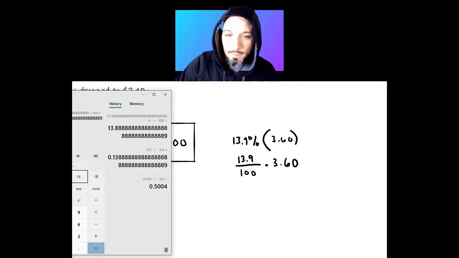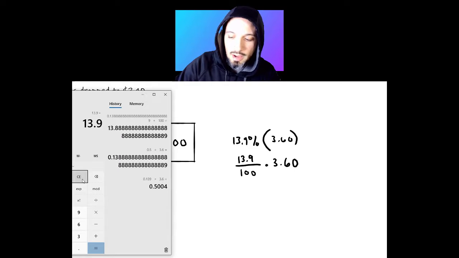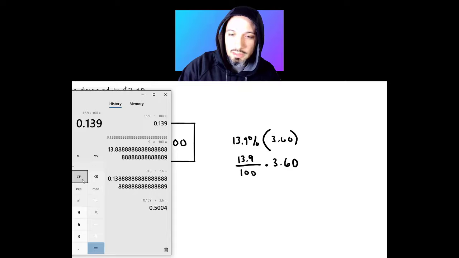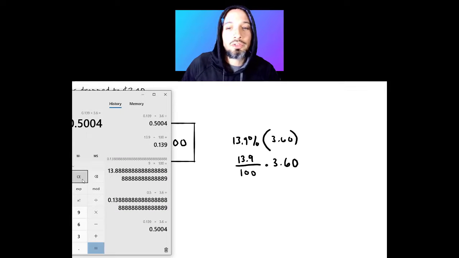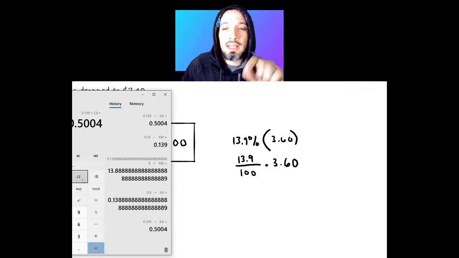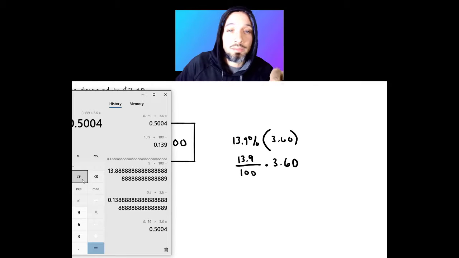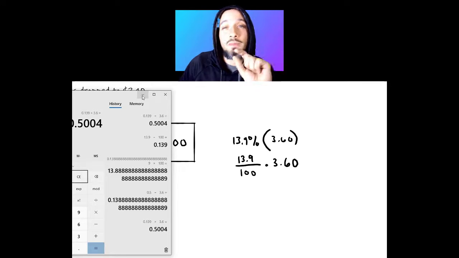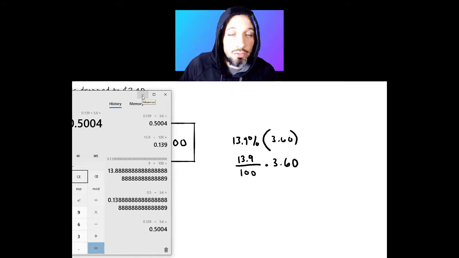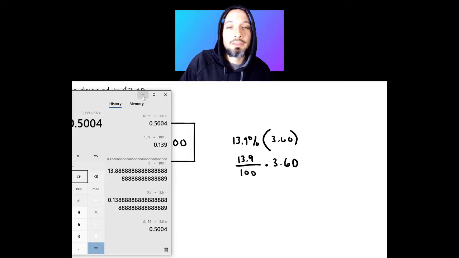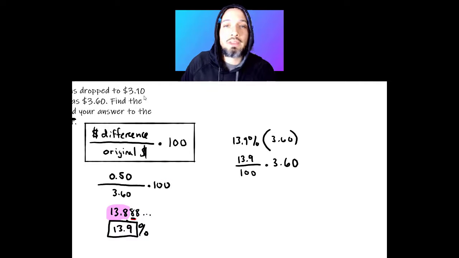So let me clear my calculator. 13.9 divided by 100. Take that answer times 3.60, and I get 0.5004. Notice that it's not exactly 50 cents, but it does round out to be 50 cents. And anytime you're rounding, because don't forget we rounded in this problem to the nearest tenth, you're going to be off by just a little bit. But as long as you can see it's very close to 50 cents, you know that you have the right answer. And that's all you got to do to find the percent decrease.